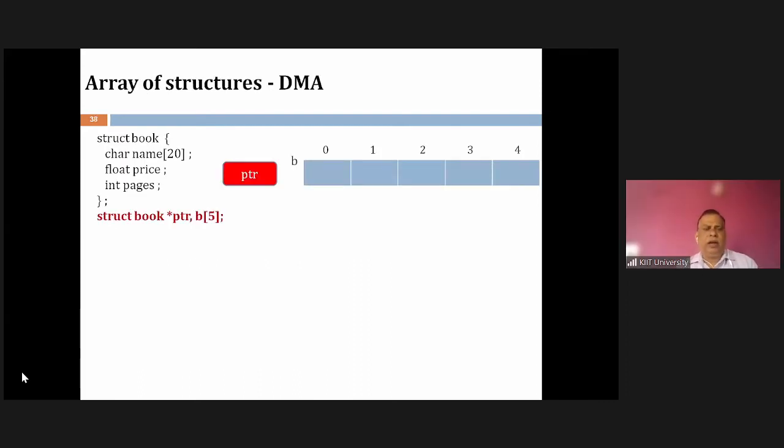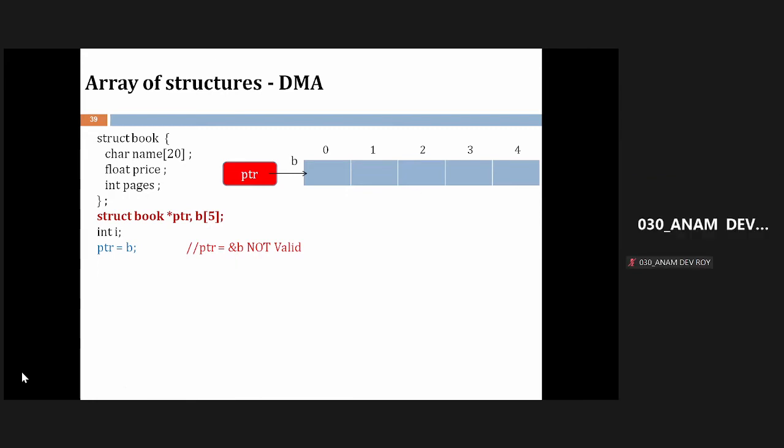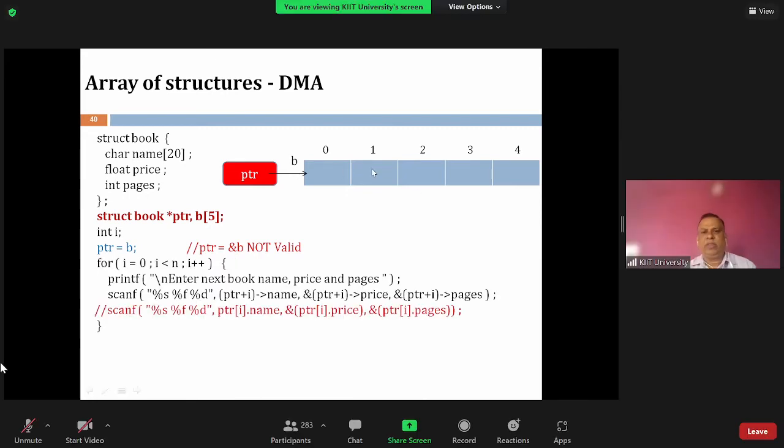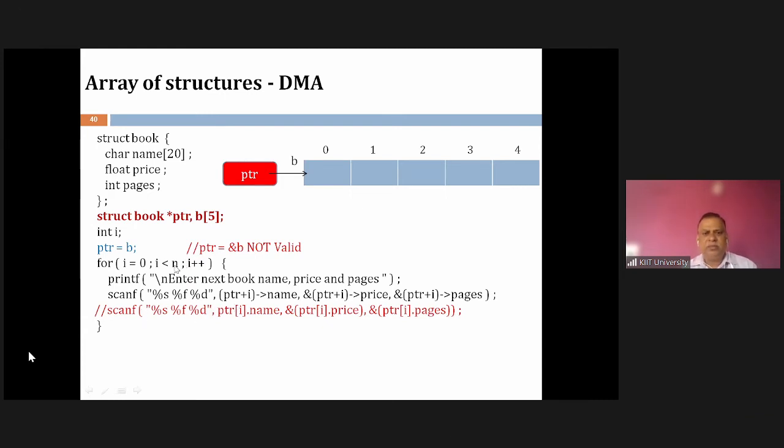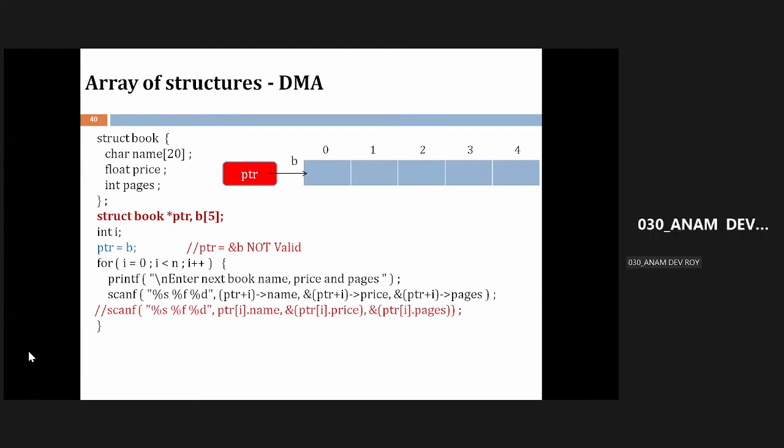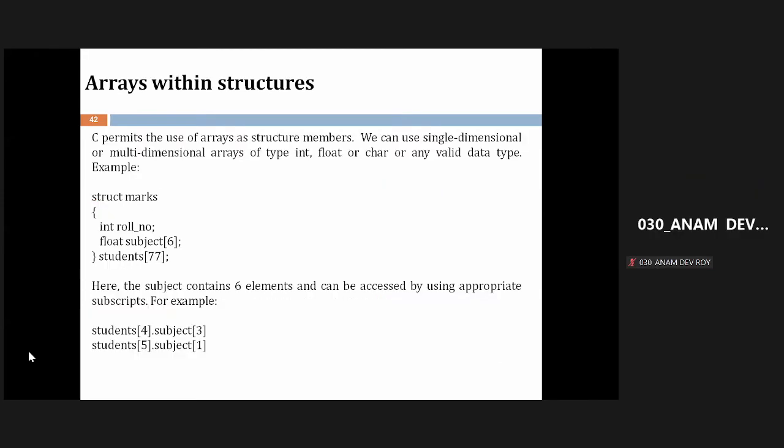This is the next program you will do. Again, I would like to define a structure like this, which I was just discussing, B of 5. Can I write PTR assigned ampersand B, valid or not valid? Not valid. PTR assigned B is valid. Every element of this array can be accessed by using PTR. So I can write a loop over here. N is 5. I can write PTR plus I arrow name, PTR plus I arrow price, and scan and print all values. Yes or no? Yes, sir.